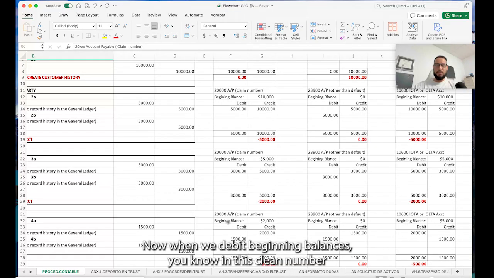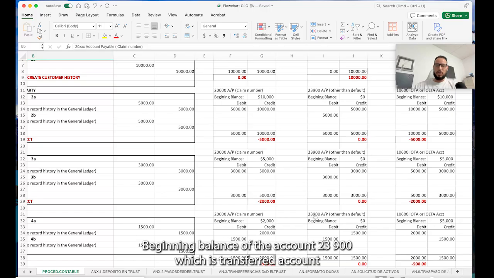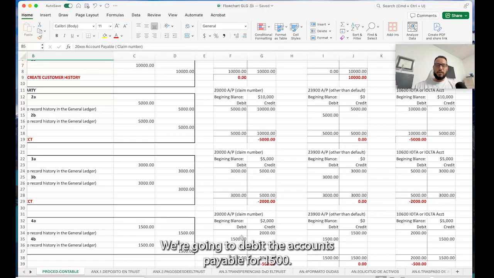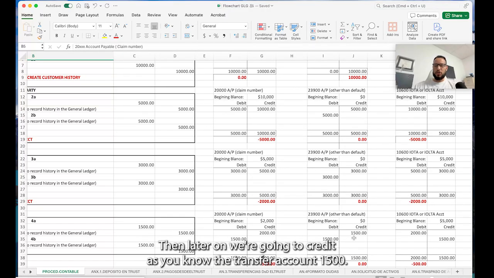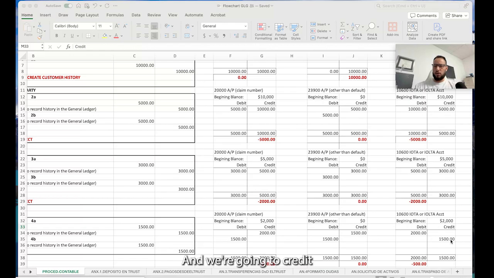Now, when we debit, the beginning balance, as you know, in this claim number account is $2,000. The beginning balance of account 23,900, which is the transfer account if you want to call it, is zero. It has to be zero. And then the beginning balance in the IOLTA account is 5,000, as you know. So let's see what happens after we make these transactions. We're going to debit the accounts payable for 1,500. Then later on, we're going to credit, as you know, the transfer account 1,500. We're going to debit. As you can see here, the beginning balance on the IOLTA account is $2,000, and we're going to credit 1,500. At the end of the month, the IOLTA account remains with a balance of 500, and the claimant's accounts payable also 500.